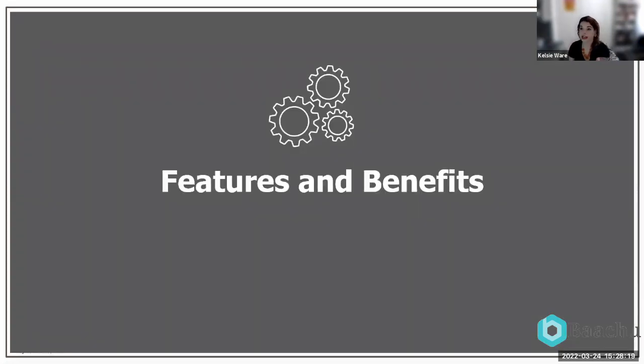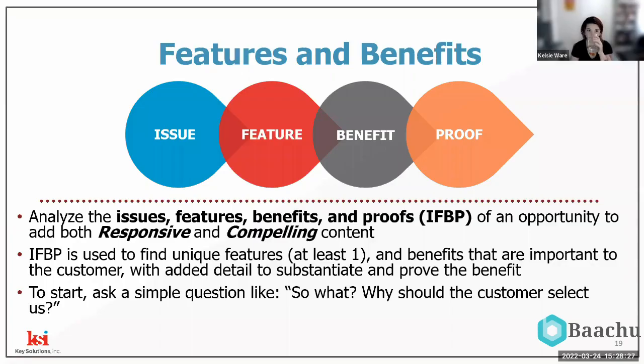So another really great way to incorporate these, especially during a review cycle, is to make sure that you're always using your features and benefits. So the easiest way to do this is to apply the IFBP method. This is where you take a train of thought of issues, feature, benefit, and proof. So this is used to identify at least one unique feature of your company and then substantiate what it means to the customer. And this is going to be the easiest way for you to take any aspect of your approach and make sure that it is being responsive and being compelling.